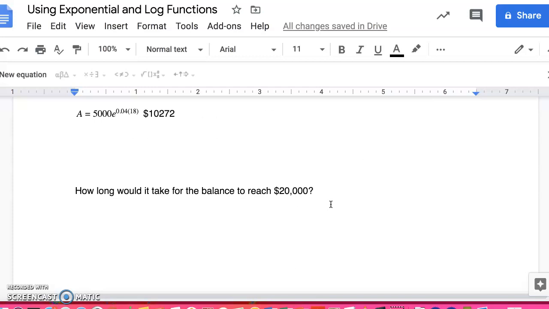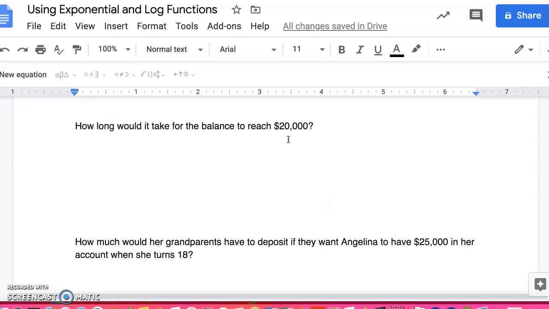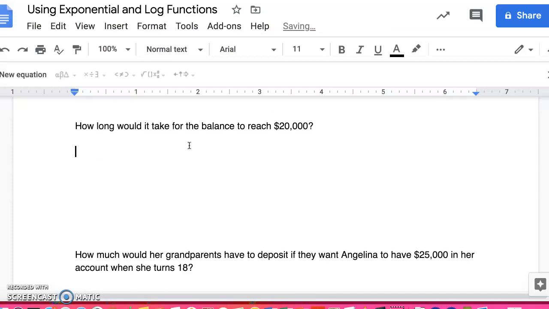Okay. Now we want to go the other way. We want to think about how long will it take the balance to reach $20,000. Okay, this time we have a dollar amount that we're interested in. We want to know when does it get to 20,000. Still starting at 5,000. Still always e. Still 4% growth. Now we don't know the time. So t is our variable in this one.